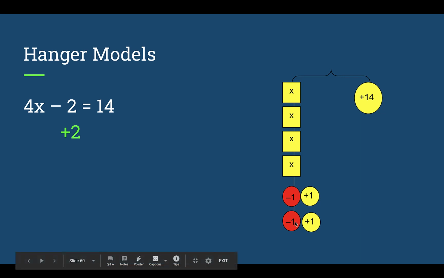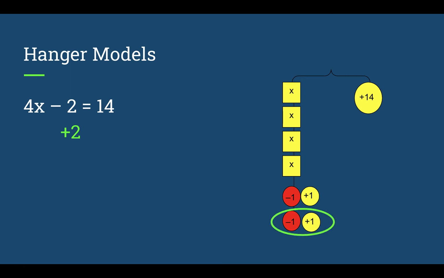So why would we add the opposite? Well, a negative 1 and a positive 1 together make 0. So they essentially cancel each other out and disappear that way. So another strategy, instead of removing what's there, you can add the opposite. But remember, whatever you do to one side, you need to do to the other to keep that balance. So if I added 2 to the left side, I need to add 2 to the right side.